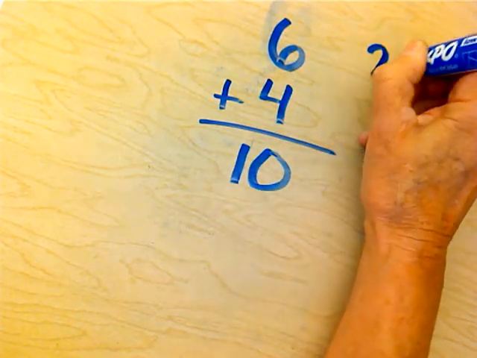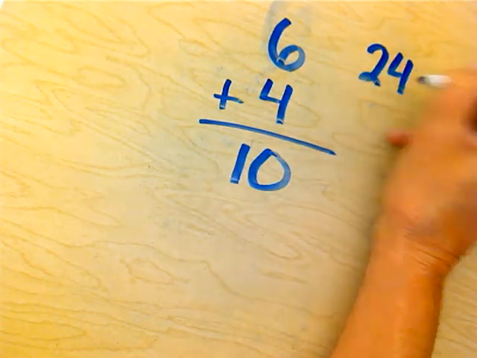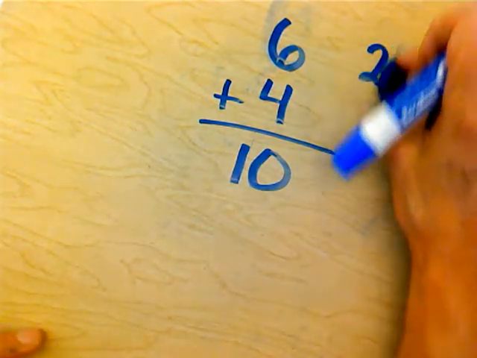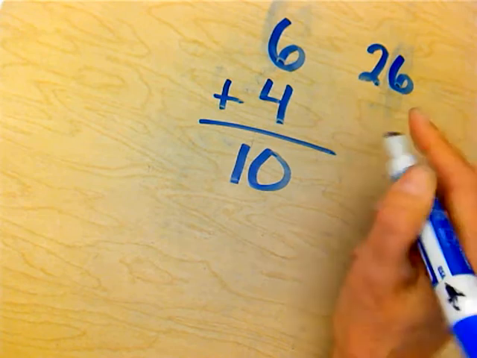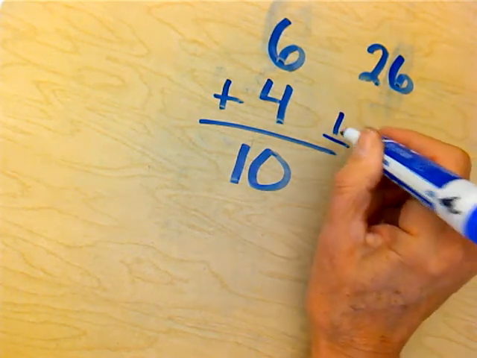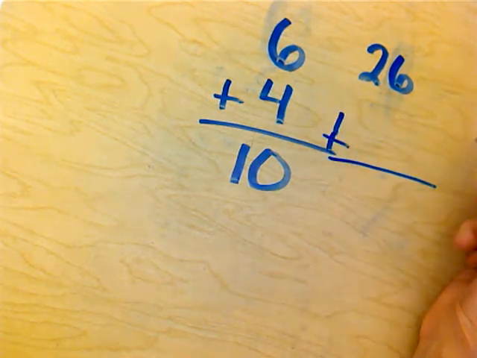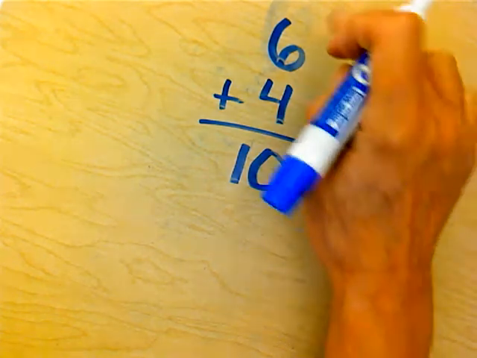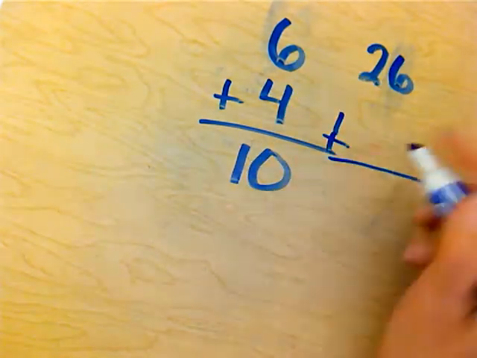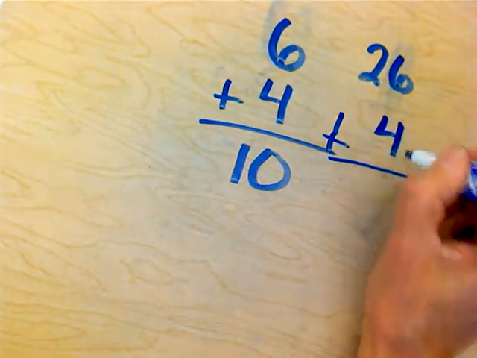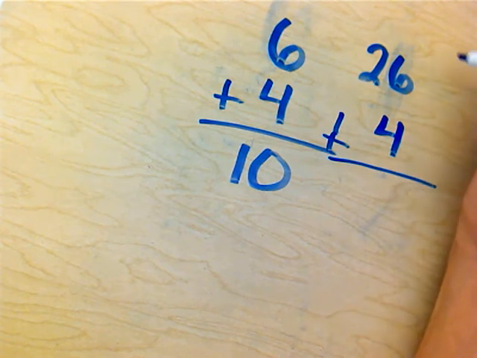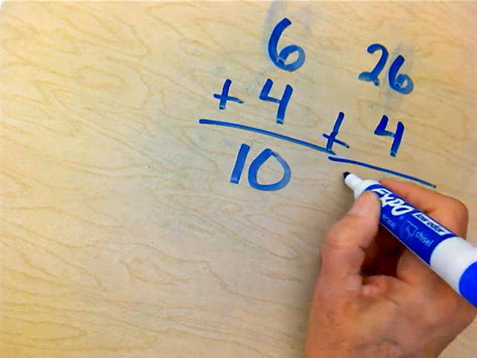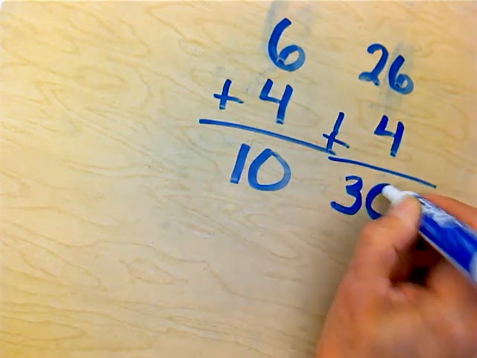What if I had 24? And not 24, let's say 26. I'm sorry. Let's do 26. If I had 26 and I wanted to get to the next 10, what would I add to make the next 10? Well, I know that 6 and 4 makes 10, so wouldn't I need to add 4 again? 6 plus 4 would give me the next 10. I already have 2 10s, so wouldn't that put me at 30?